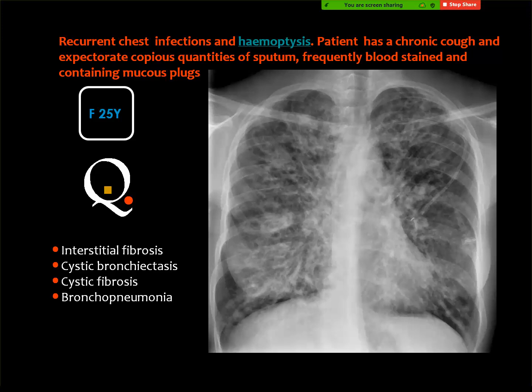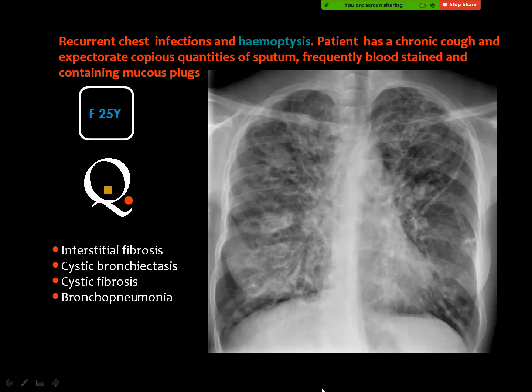Okay, no problem. This patient is 25 years old with recurrent chest infection and hemoptysis. She had chronic cough and expectorated copious quantities of sputum, frequently blood stained and containing mucus plugs.